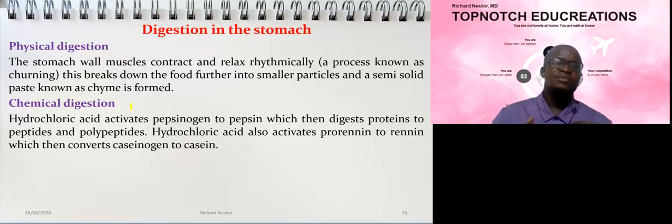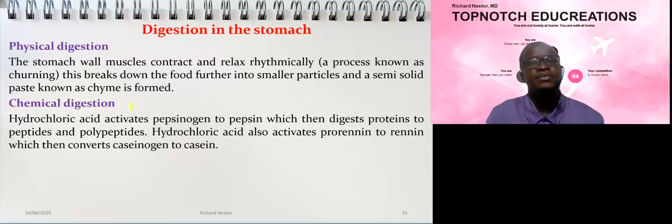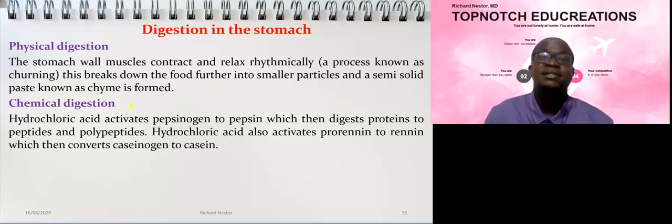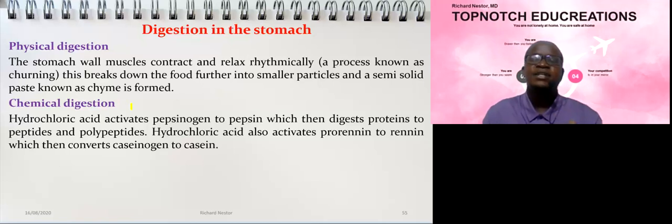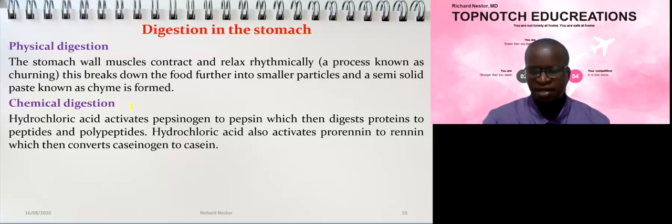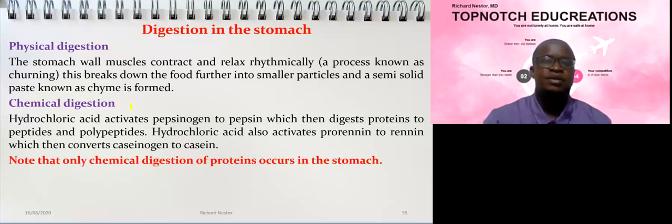So sometimes the question can be, give a reason why protein digesting enzymes are secreted in their inactive forms, or give a reason why the protein digesting enzymes are secreted in their precursor forms. That is one question. And the reason we have said is to prevent autodigestion of the gland walls or of the stomach walls, which are made up of proteins. The proteases secreted in the gastric juice can end up digesting the walls of our bodies, and we don't want that to happen. So take note that only chemical digestion of proteins occurs in the stomach.